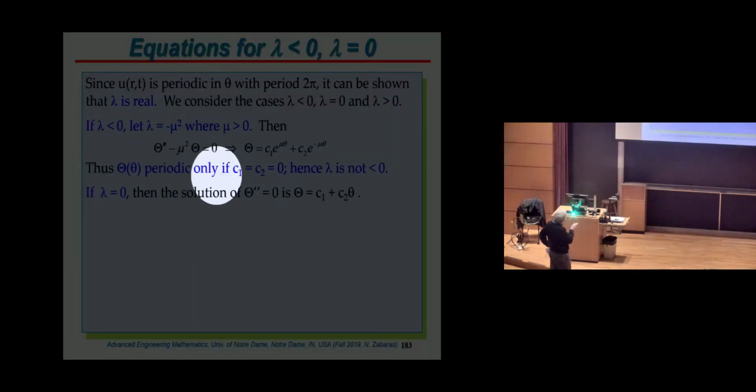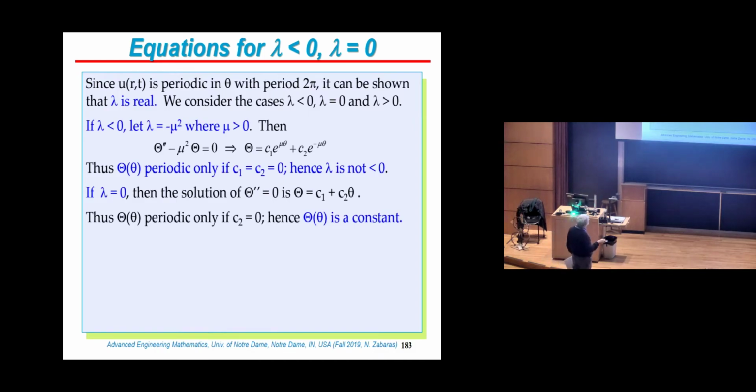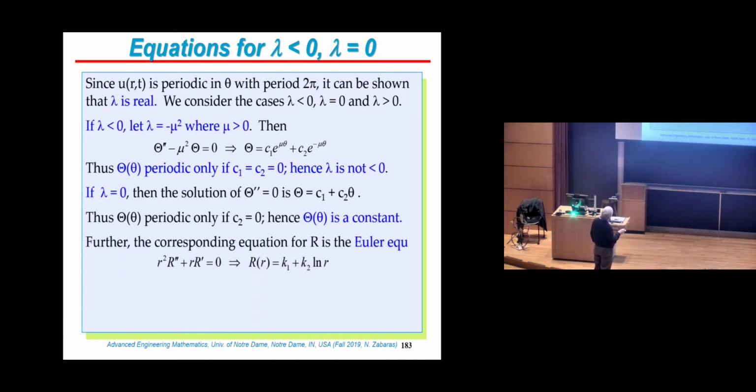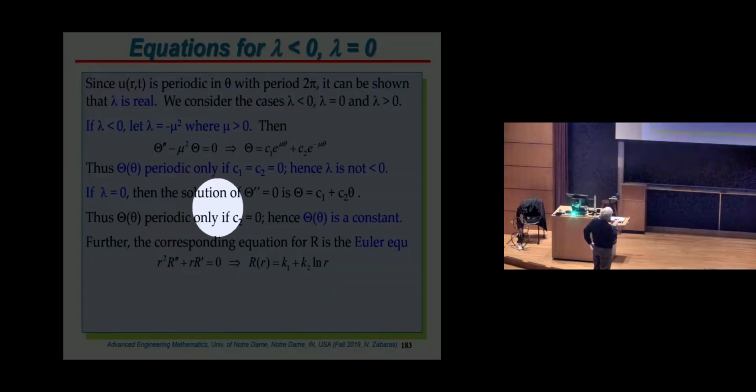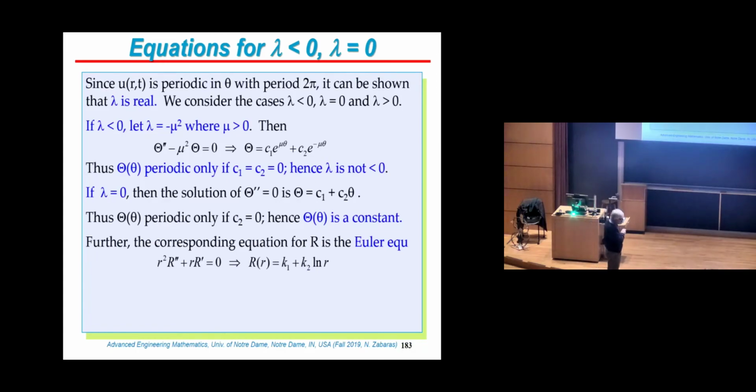If lambda equal to 0, if that term there was plus lambda capital theta, if lambda is 0, then I get this equal to 0. So theta is a linear function. The only way for this to be periodic is C2 to be 0. So the function capital theta is constant. And if you take lambda to be 0, the equation we had for capital R will give me this. And this has a solution K1 plus K2 log of R. And log of R is not good.